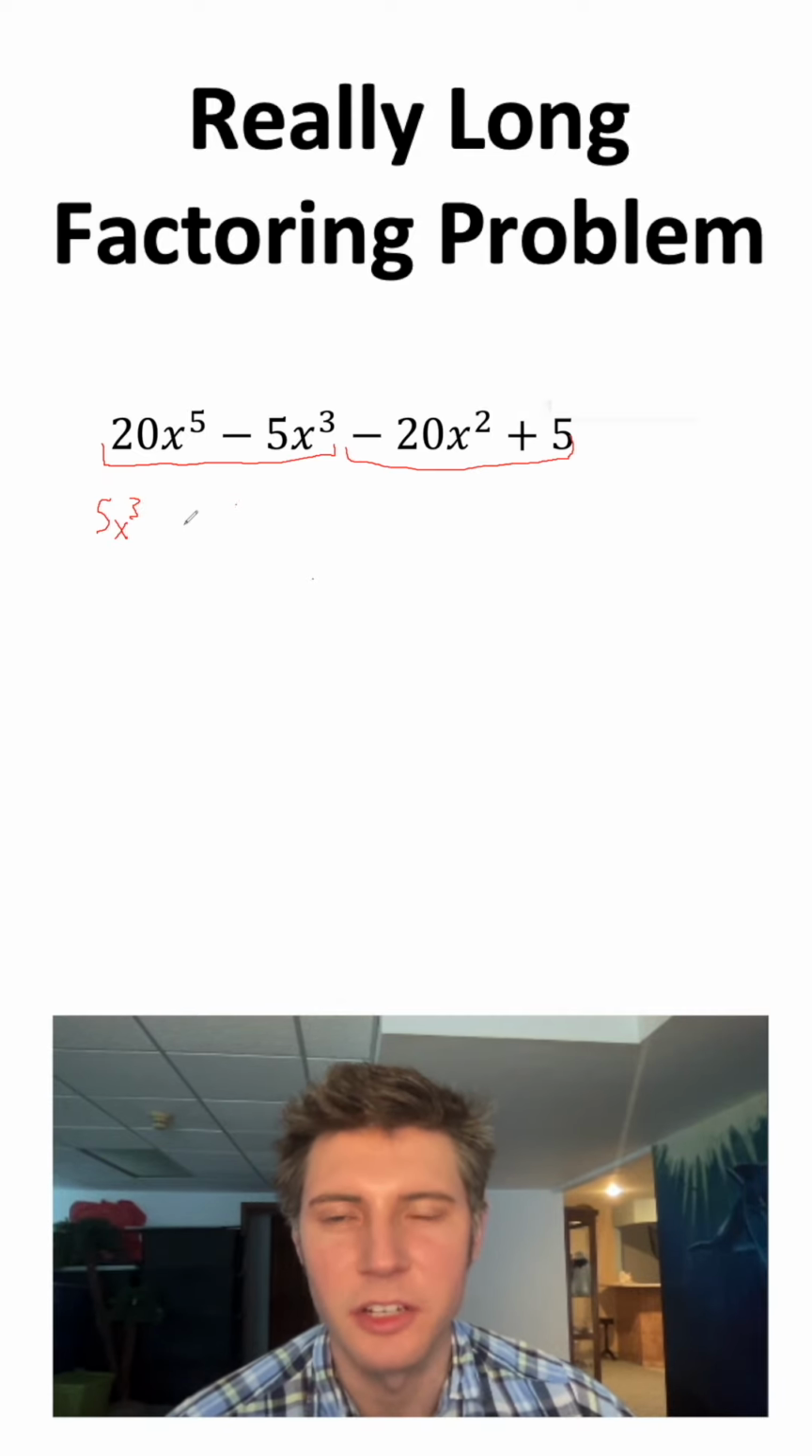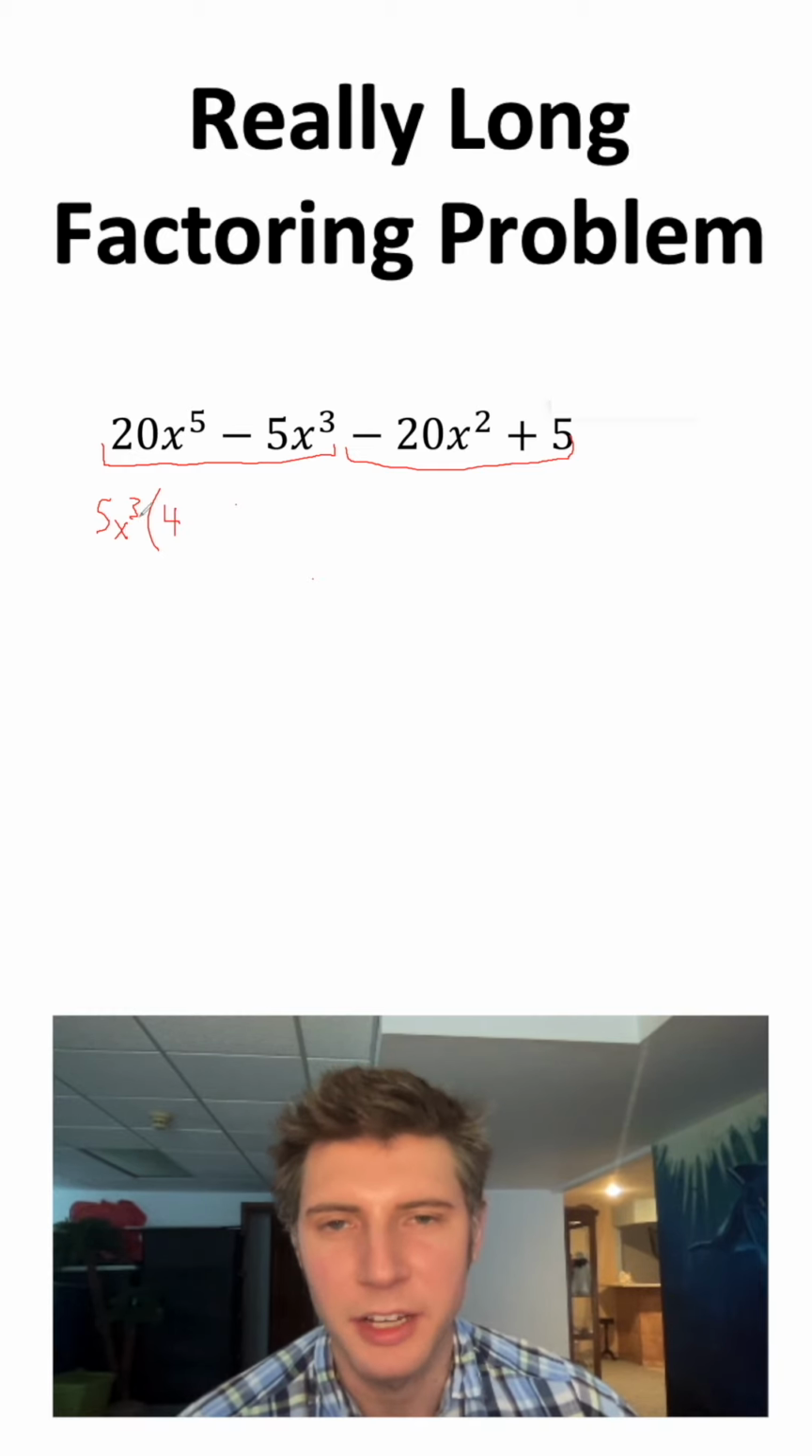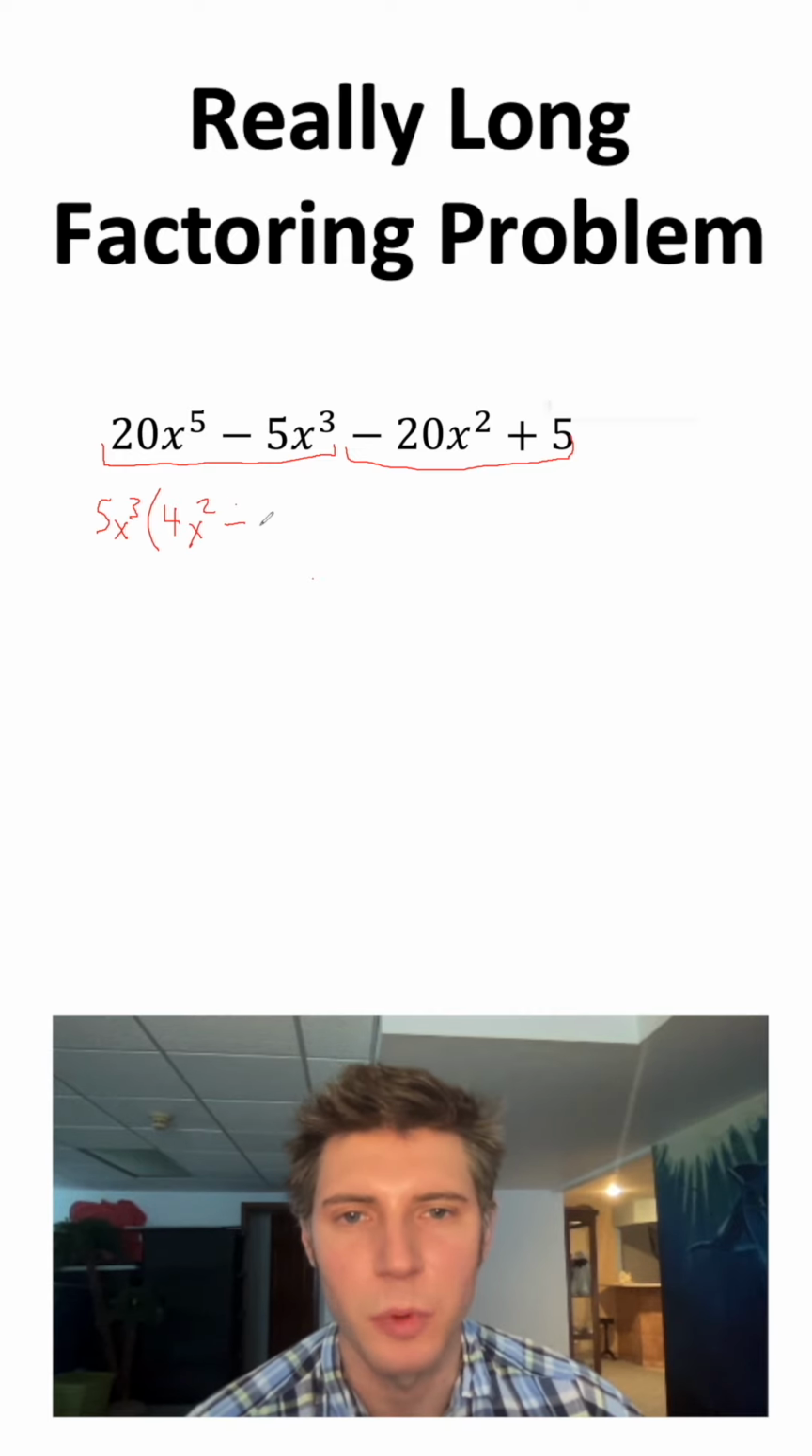5x cubed is the greatest common factor for this first group. 5 times what gives me 20 is 4. x cubed times what gives me x to the 5th? It's x squared. Minus 5 times what gives me 5? That's 1. x cubed times what gives me x cubed?